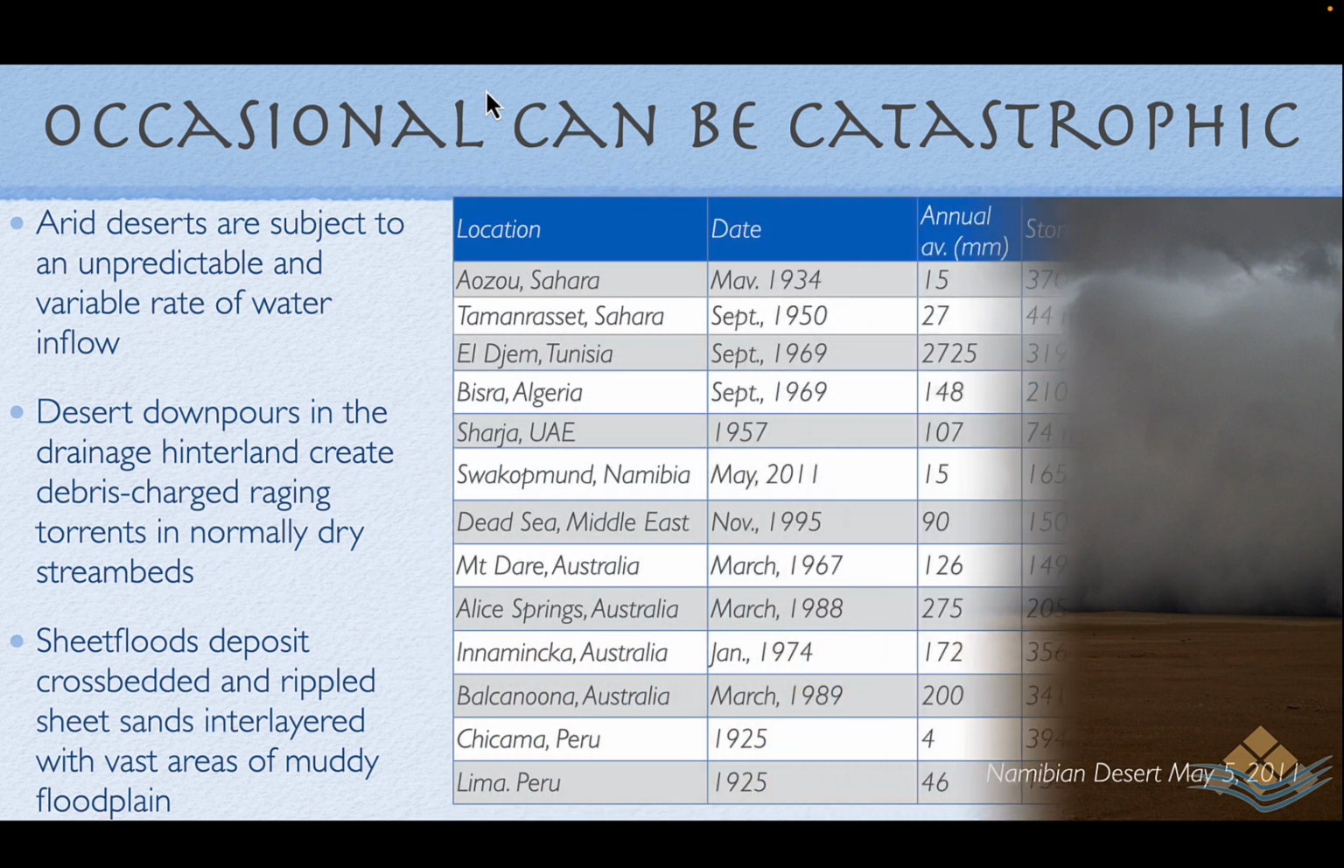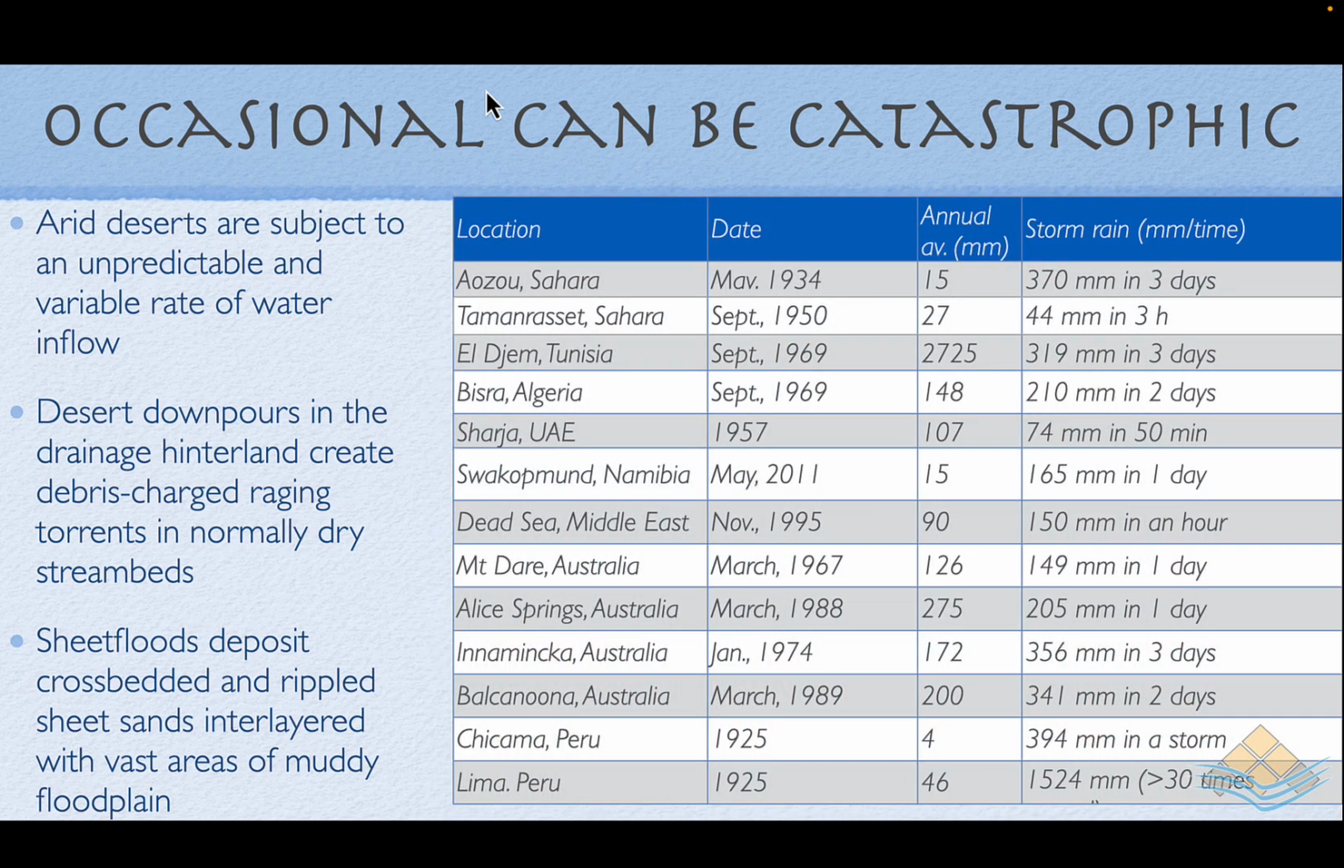Here's a few catastrophic events listed in terms of when they occurred, and how much rainfall there was compared to the average annual rainfall in these areas. In some of these zones, we can have levels of precipitation at the time of the storms which exceed the annual input, and these can create all sorts of problems for the people living in those systems. They can be visually quite impressive.